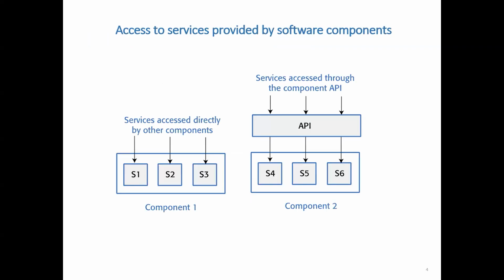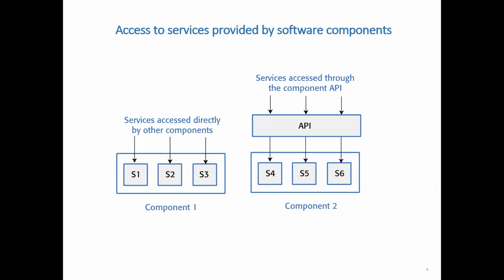This diagram shows two different ways we can structure how services within a software component are accessed. On the left, we have component 1. In this setup, the internal services S1, S2, and S3 are directly accessed by other components. That means there is no filtering or abstraction layer in between. While this might seem simpler at first, it introduces tight coupling, making the system harder to maintain and evolve because other components are directly depending on internal details.